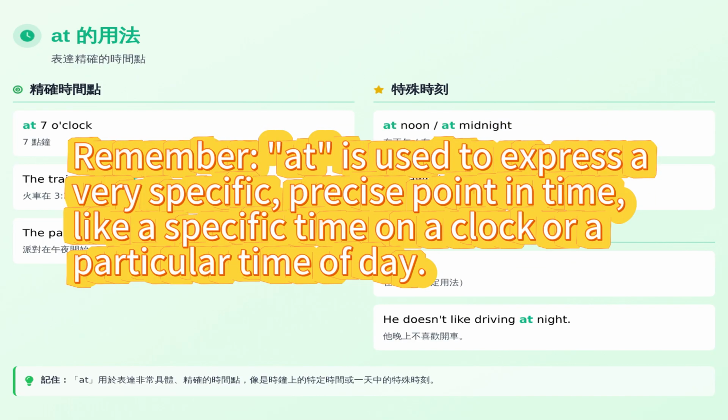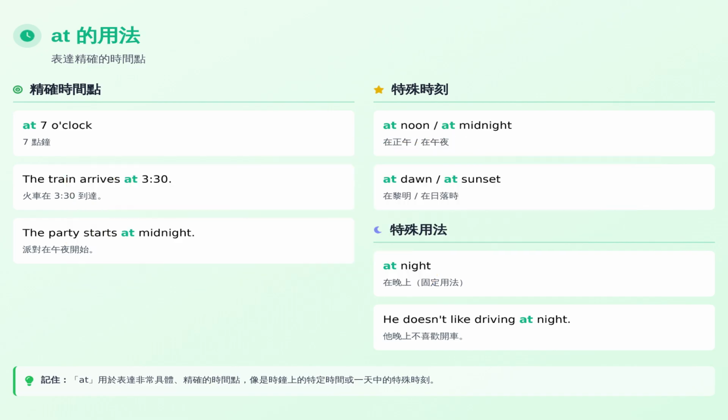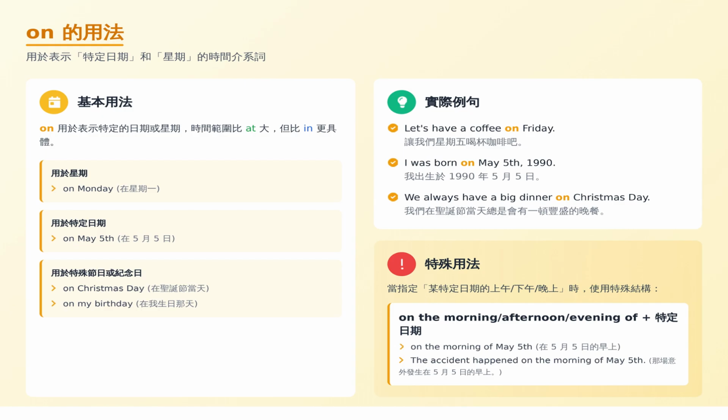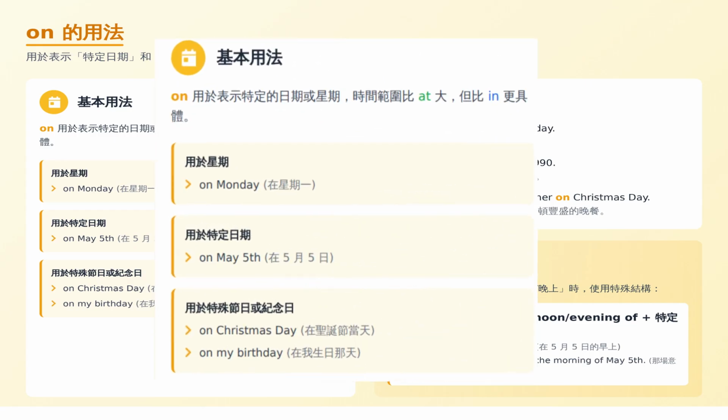Remember, at is used to express a very specific, precise point in time, like a specific time on a clock or a particular time of day. Usage of on. Preposition of time used to indicate a specific date and a day of the week. Basic usage. On is used to indicate a specific date or weekday. It covers a wider range of time than at but is more specific than in.